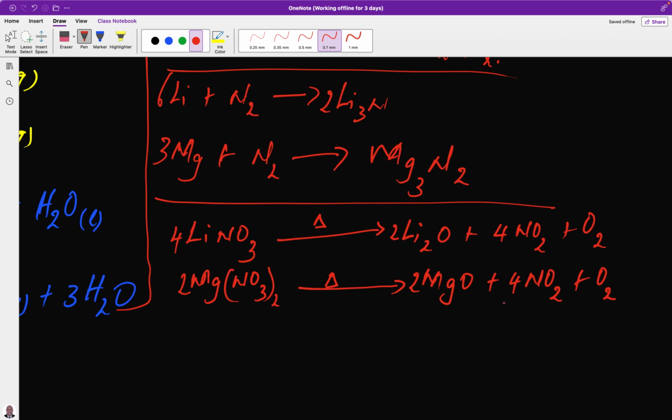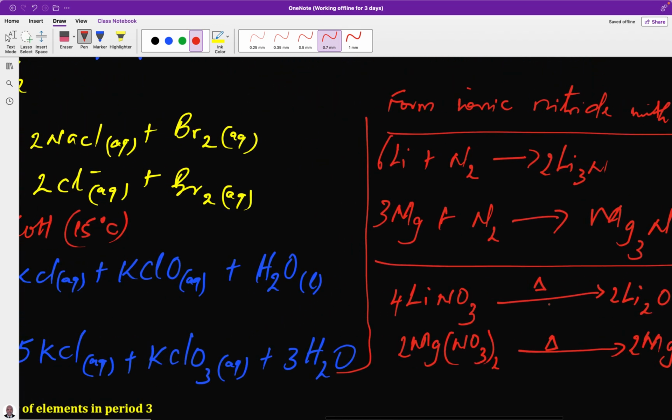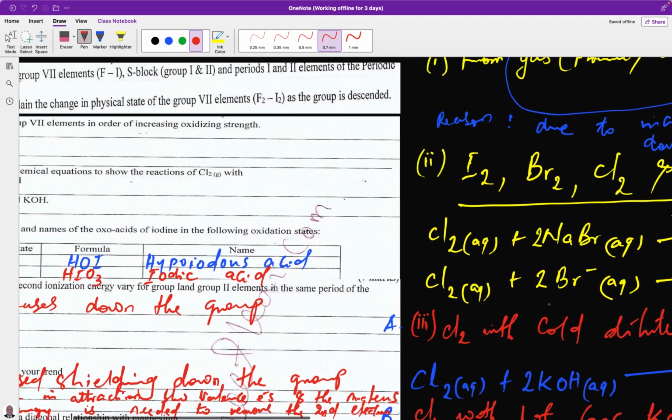Nitrogen is okay. So now we say the nitrates of lithium and the nitrates of magnesium decompose on heating to give nitrogen dioxide. You can say another reaction like the first one, lithium and magnesium both react when heated with nitrogen in the atmosphere. They produce nitride. The nitrates, when they decompose, give nitrogen dioxide. That's an example you can give.